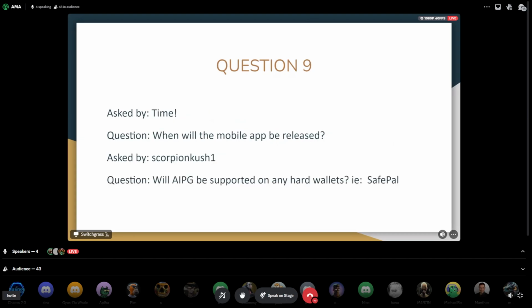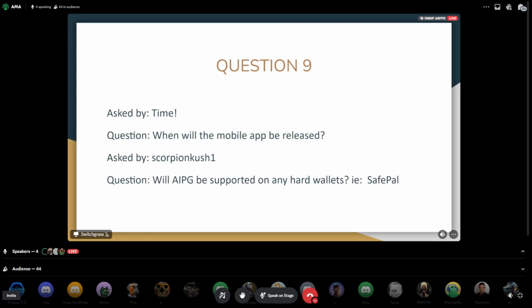The next question is asked by someone who goes by Time. When will the mobile app be released? And looks like another question is similar. Will AIPG be supported on any hard wallets, i.e. SafePal? Yeah, so we're not going to do a mobile wallet. We don't want the distraction and the burden of maintaining app store listings and all that. Mobile users can now use the web wallet just fine. So I would direct any mobile user to use the web wallet.